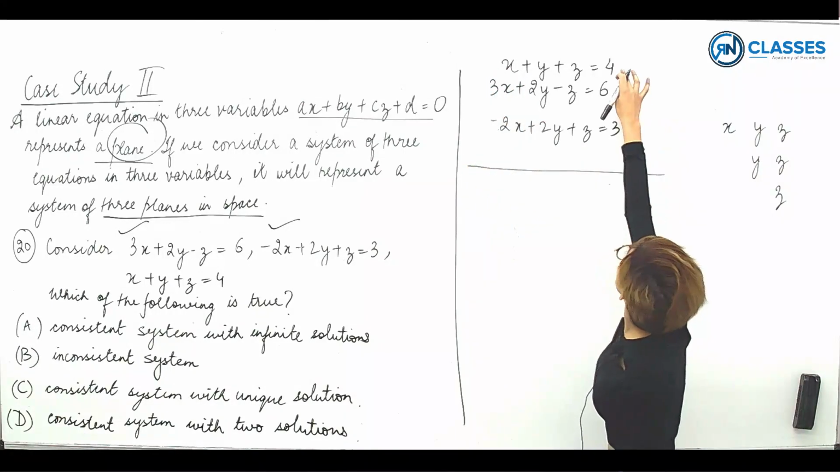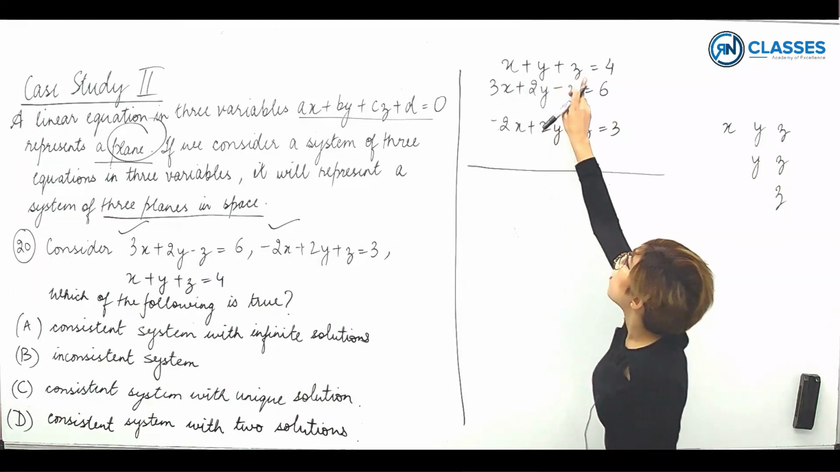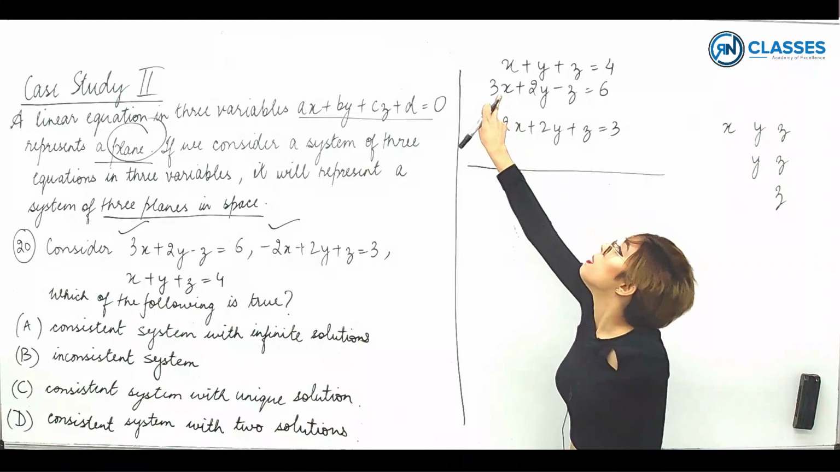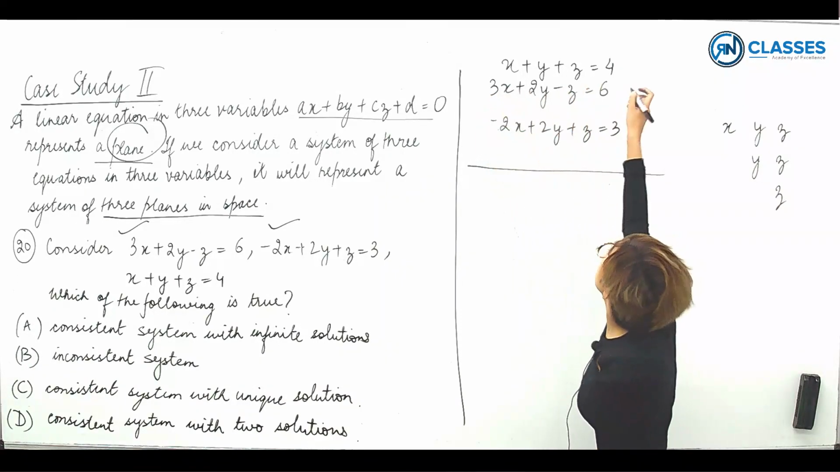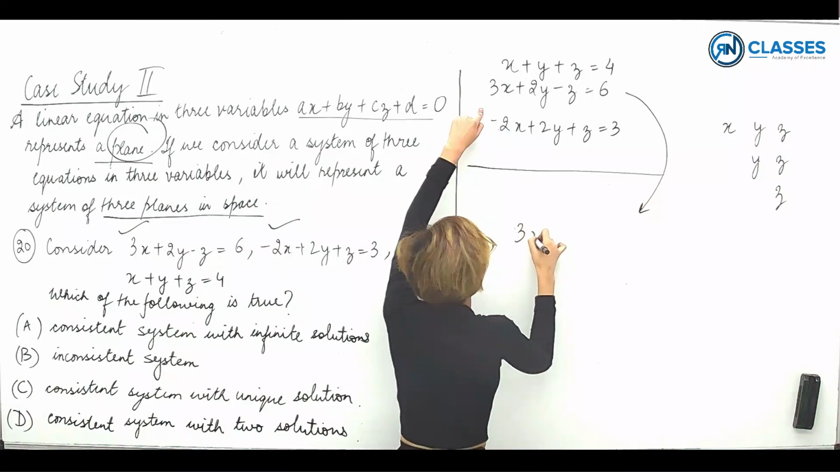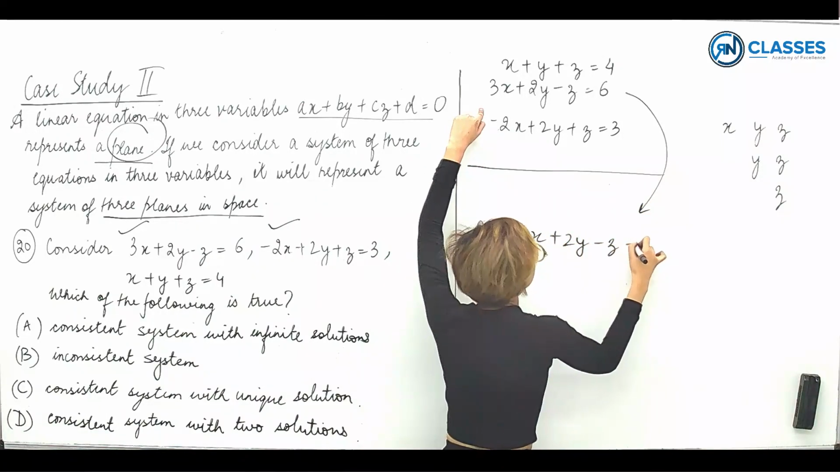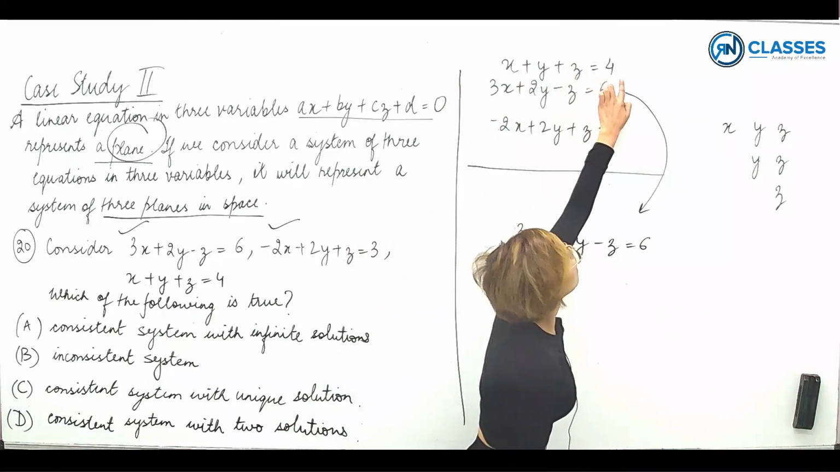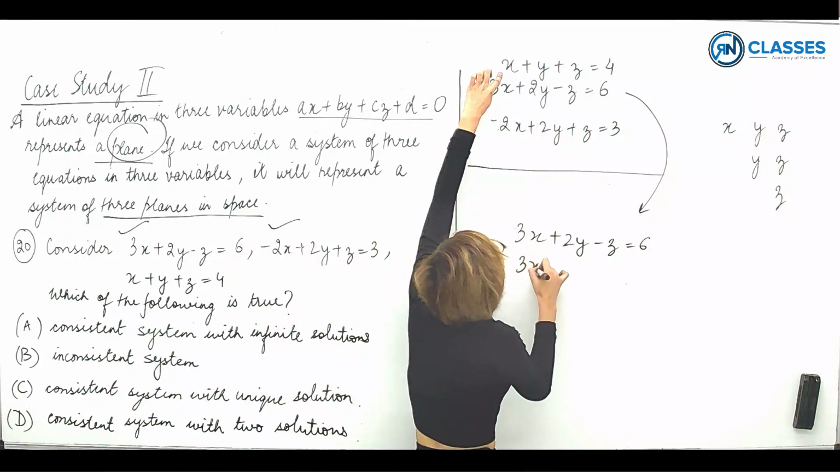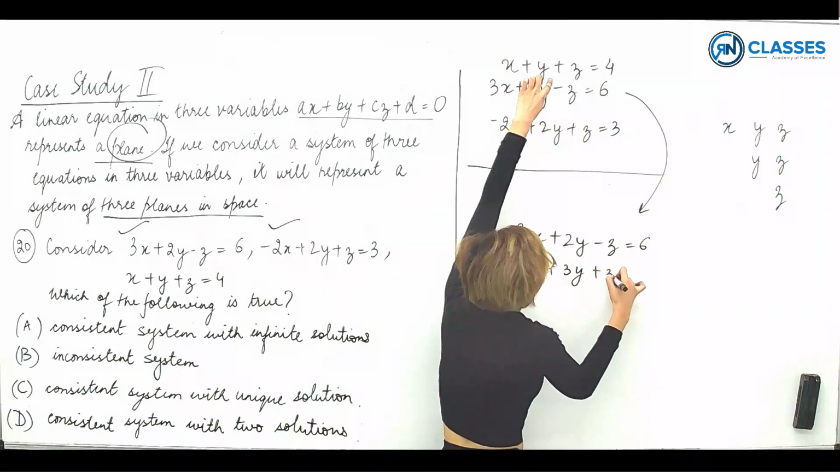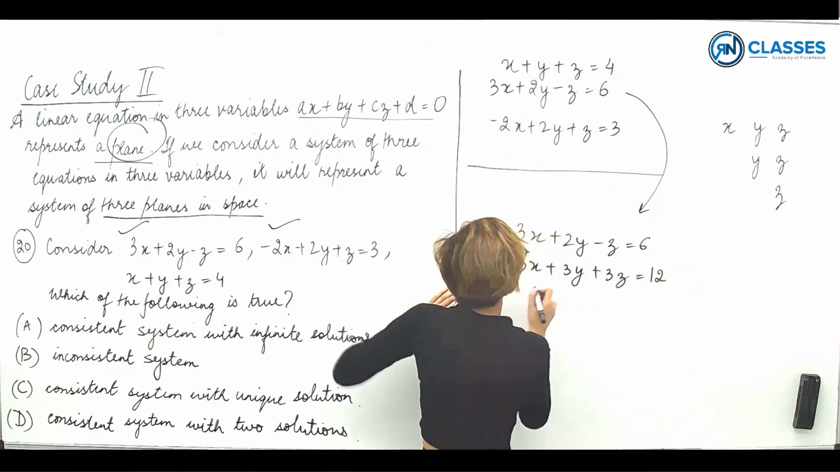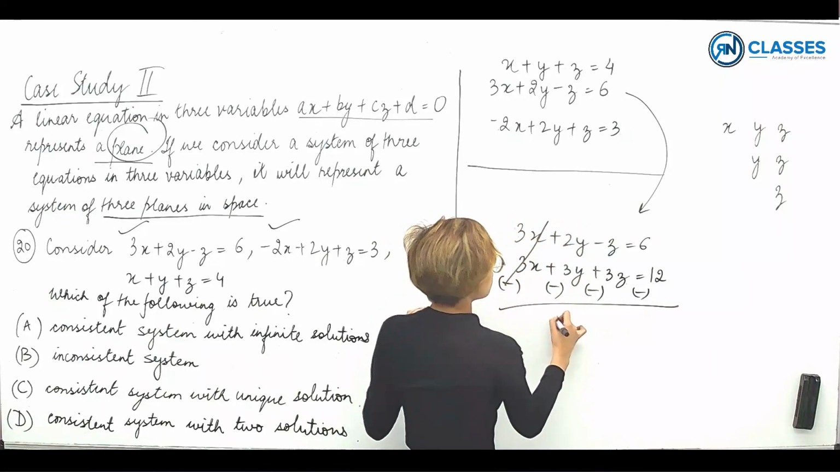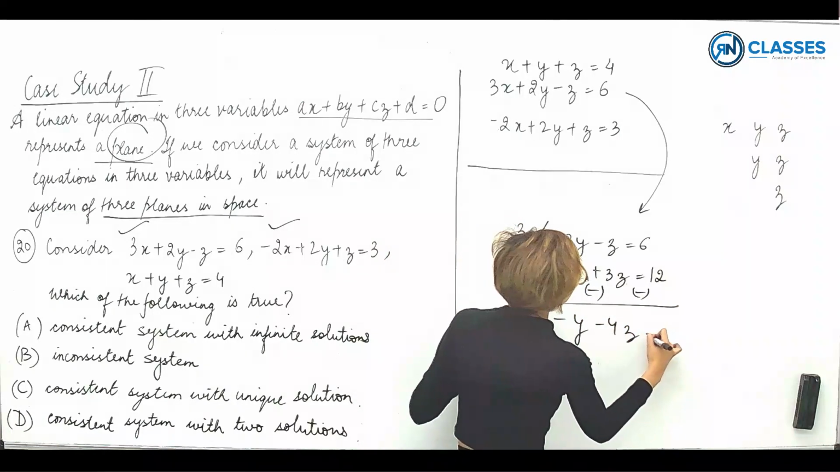So let's see. Now first one is fine, x, y, z, x, y, z. Now in the second one, I want just y and z, and here it has x as well. So that means I need to eliminate x, right? Okay, so I'll write my second equation, 3x plus 2y minus z equal to 6. Now as you can see, the coefficient of x is 1 over here, so I need to multiply this by 3. So 3x plus 3y plus 3z equal to 12. Right, so let's subtract it. So obviously this gets cancelled. This is minus y minus 4z equal to minus what?